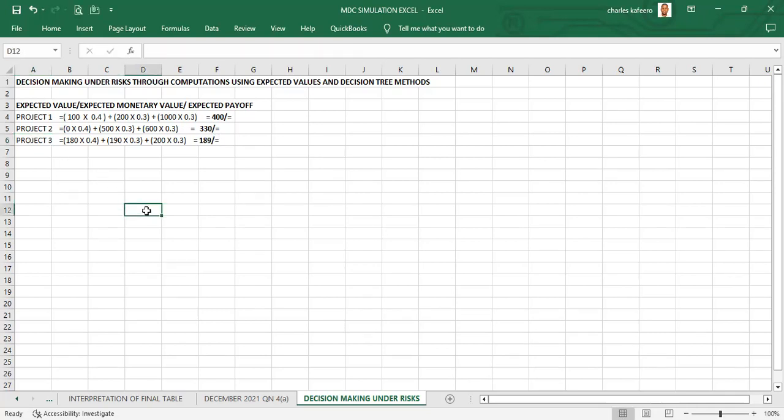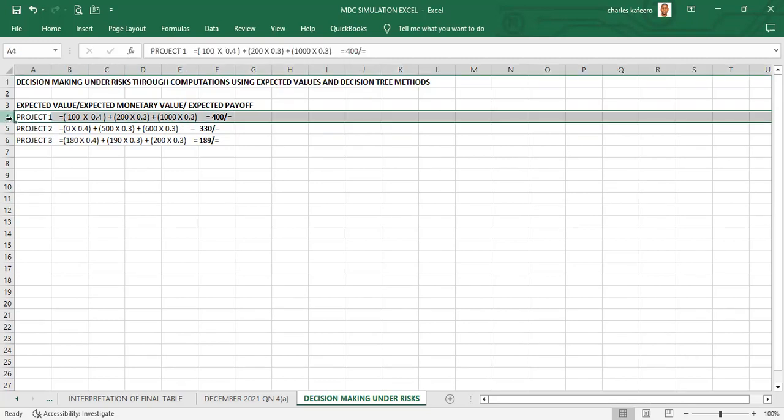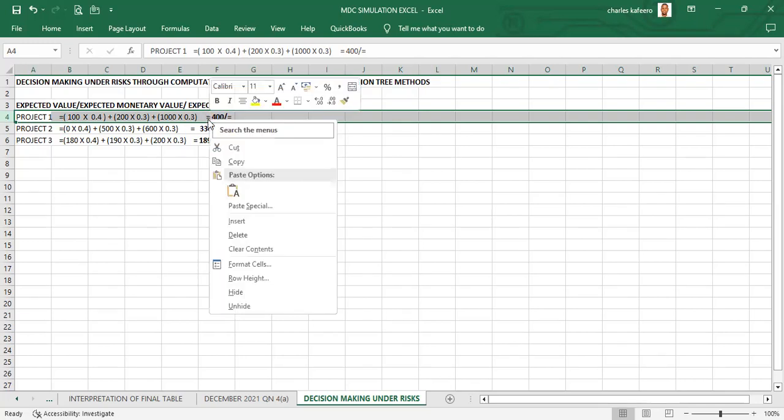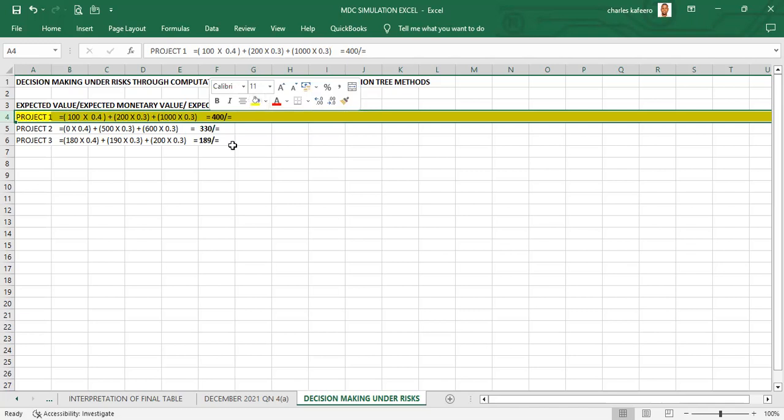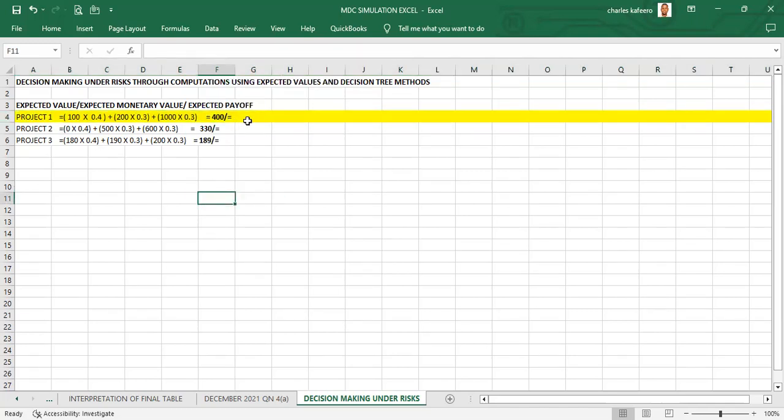So the decision point here, we said we pick the best. To pick the best project, we look at the project that has the highest expected payoff. And we are seeing the one that has the highest is project 1, because it has 500. So the decision here we are going to take is, maybe I can just put it in yellow. That is the one that has the highest expected payoff.